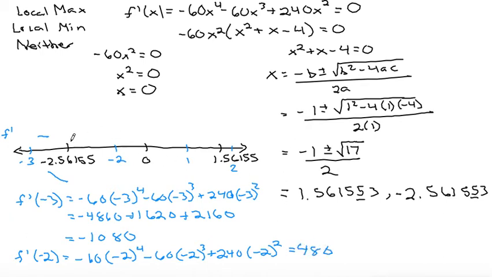So that means that the function will be increasing in this region. So when you change from decreasing to increasing at a critical point, this is a local min. So that tells us that our critical point of the -2.56 is classified as a local min.